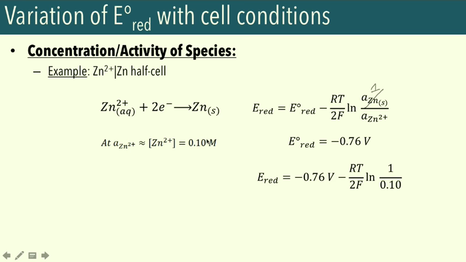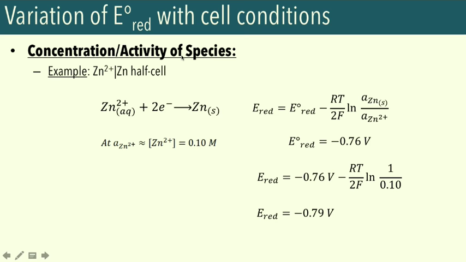Okay, so the potential of this half cell, so the potential of this electrode, as we have a decreased activity of zinc ions, we see that we also have a decrease in reduction potential. Okay, so overall, it just becomes harder to reduce our zinc ions upon decreasing the concentration of our zinc. Okay, but note, guys, that the effect of changing the concentration of a particular species is always going to be reaction dependent.